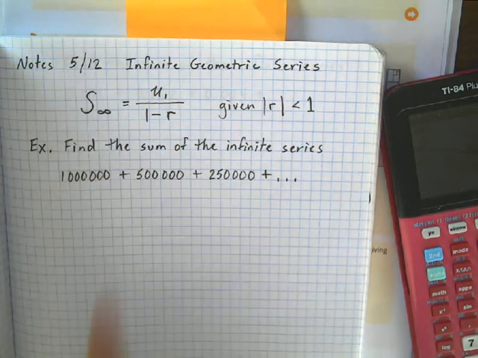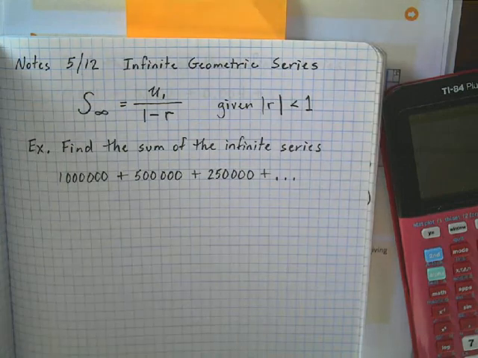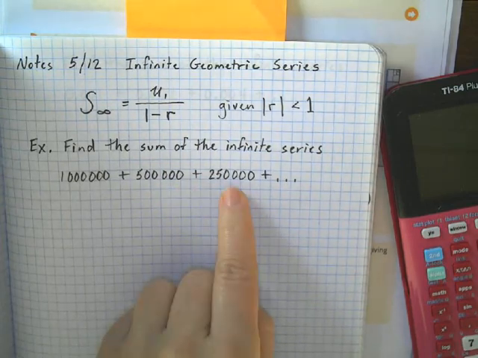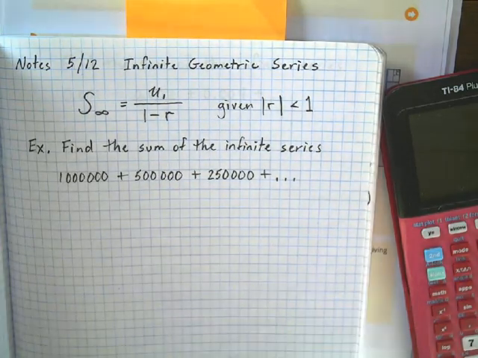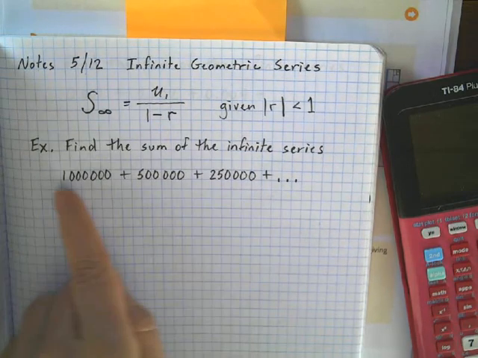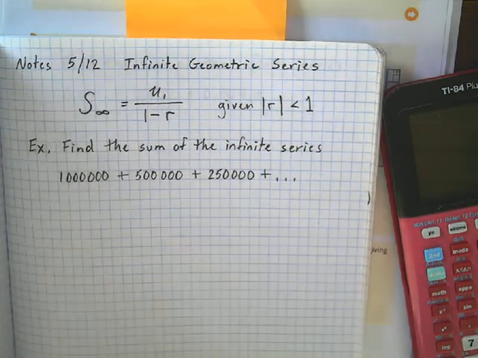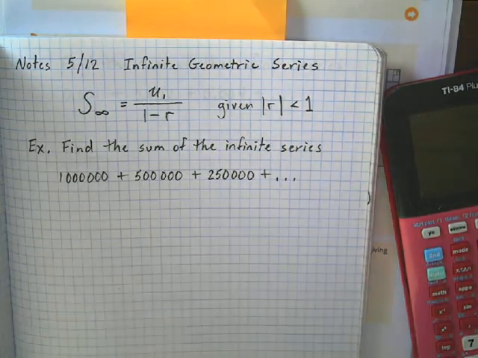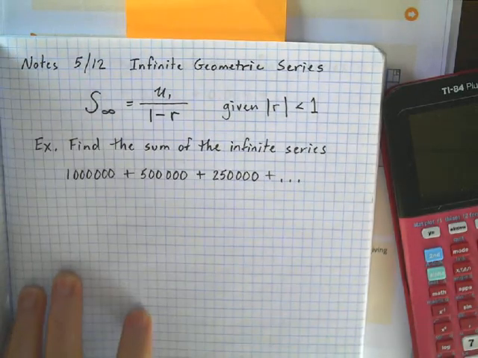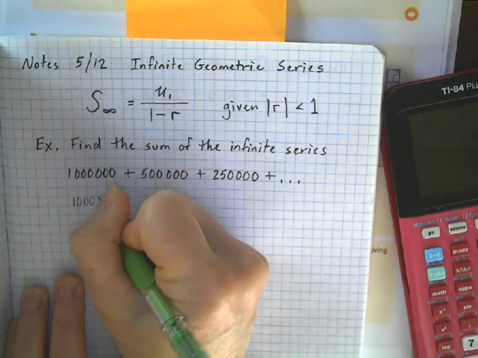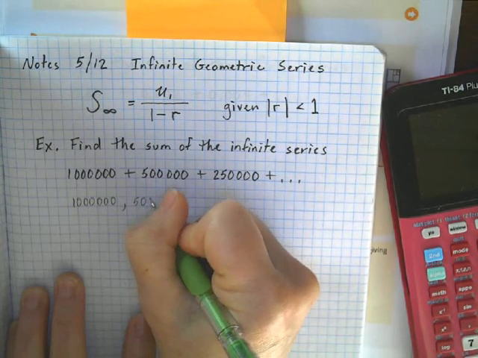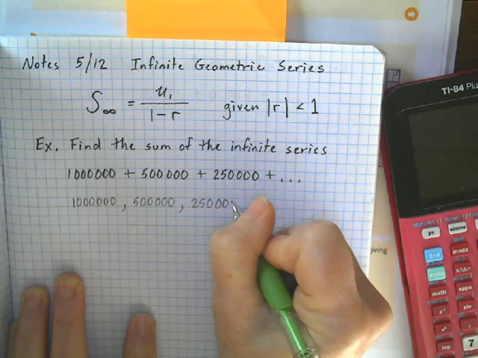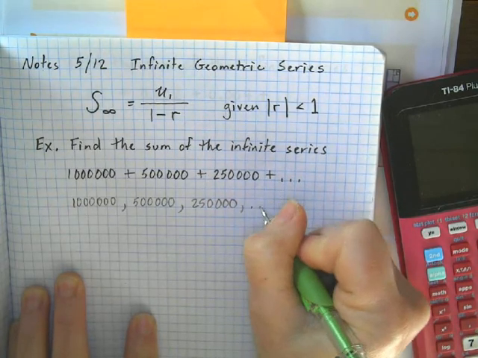So find the sum of the infinite series, 1 million plus 500,000 plus 250,000, etc. This is called a series because it has plus signs. If it doesn't have the plus signs, if we had commas instead, like 1, 2, 3, 4, 5, 6, so we just have terms and they're not being added, dot, dot, dot, this would be called a sequence.